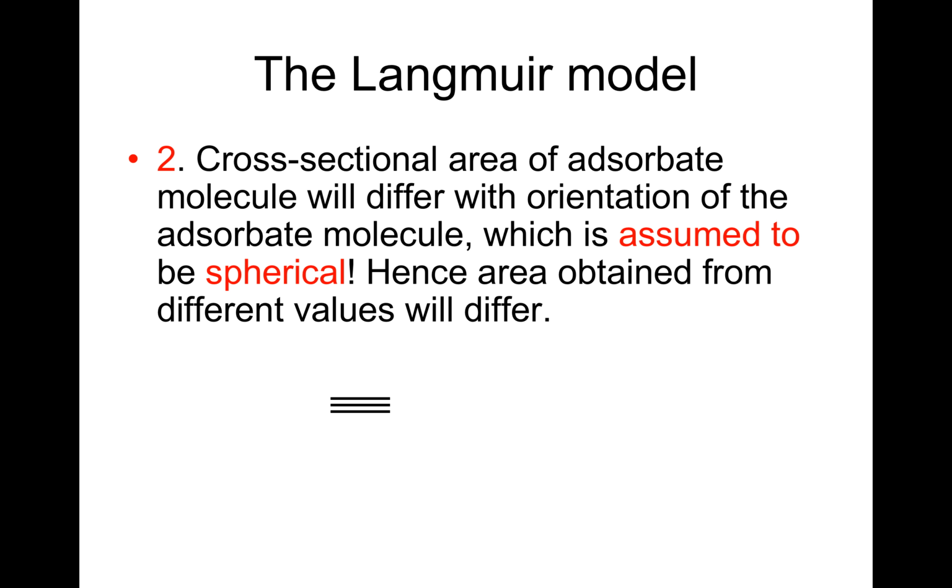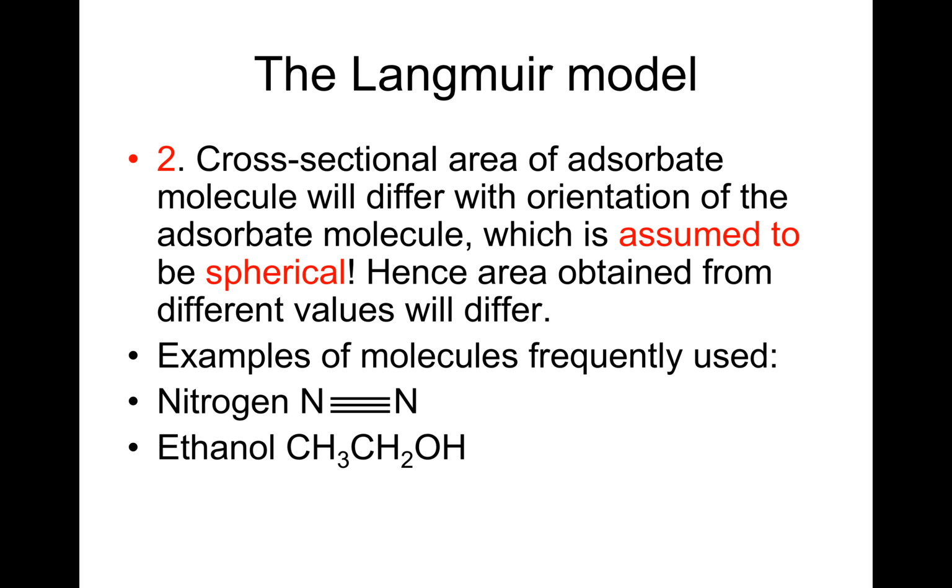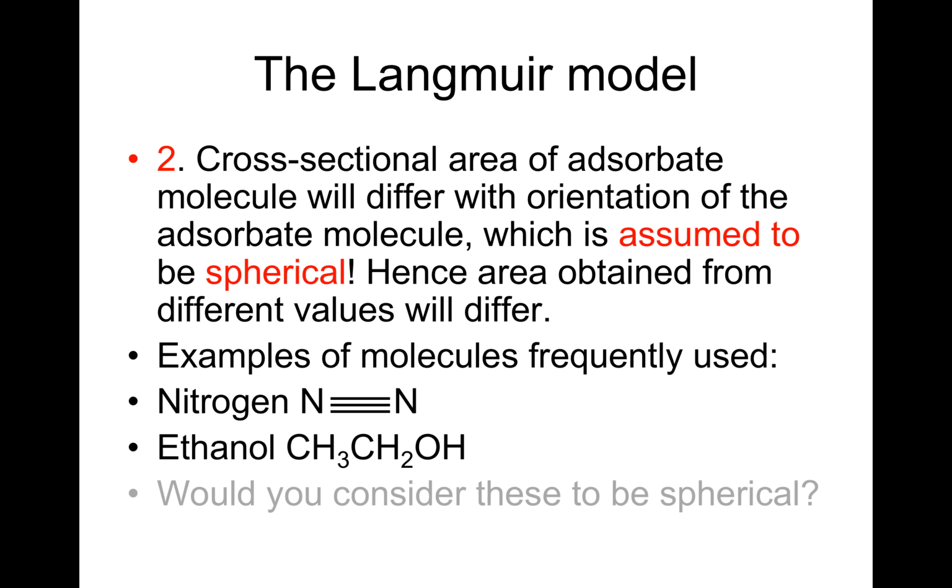Two, the cross-sectional area of the adsorbate molecule will differ with orientation of the adsorbate molecule, which is assumed to be spherical. Hence, the area obtained from different values will differ. Let us look at examples of molecules frequently used. Nitrogen, for instance, is N triple bond N. Ethanol, CH3CH2OH. Would you consider these two molecules to be spherical? I don't think so.